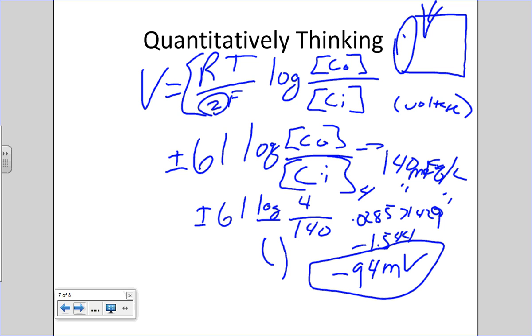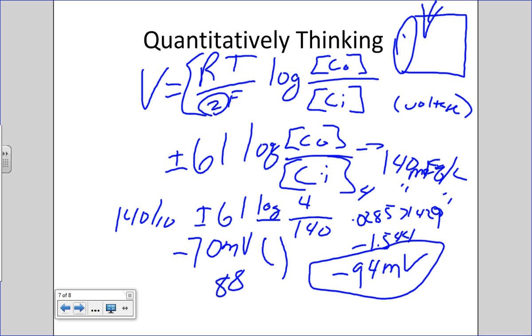Now, like I said, some other books are going to be a little different. It may be 140 over 10. If we use those concentrations, that'll give you a membrane potential of negative 70 millivolts. If you do 140 over 5, it gives you a membrane potential of 88. But you get the concept here. These numbers are going to vary depending on what books you're looking at.